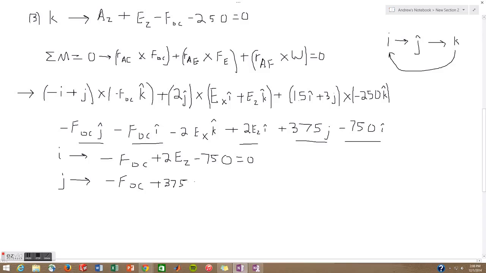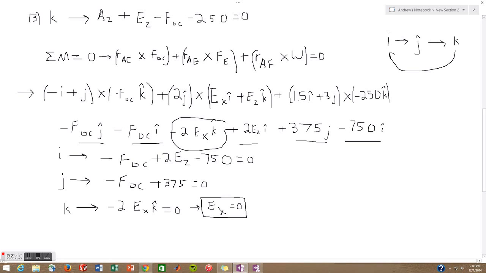And we actually can solve for this just because there's only one unknown for this equation, but we'll save it for later. Then for K, there's only one component for K, which is just the negative 2EX. So let's write that down real quick. And that's going to be equal to 0. And then we can solve for that. It's going to be EX is equal to 0. And we can do the same thing for the force DC, which will equal 375, but let's do that towards the end.